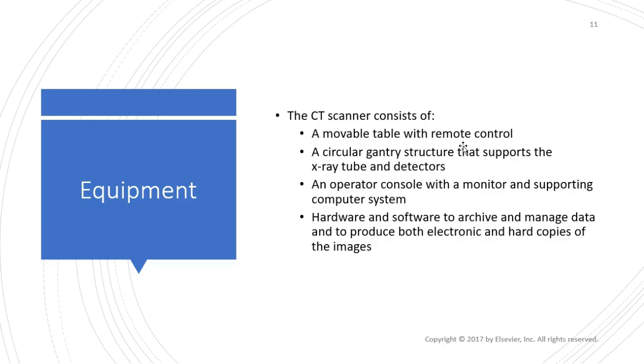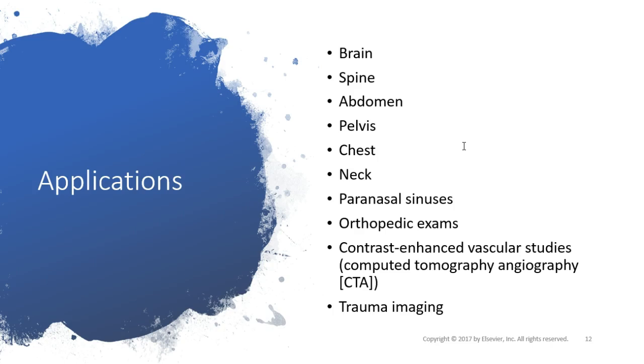So CT. The CT scanner consists of a movable table with remote control, so we can control it from our console typically. A circular gantry, it looks like a donut, a structure that supports the X-ray tube and detectors, and they're at opposite sides, and it spins around the patient. An operator console with a monitor and supporting computerized system lets us control the hardware and software to achieve and manage data and to produce both electronic and hard copies of images.